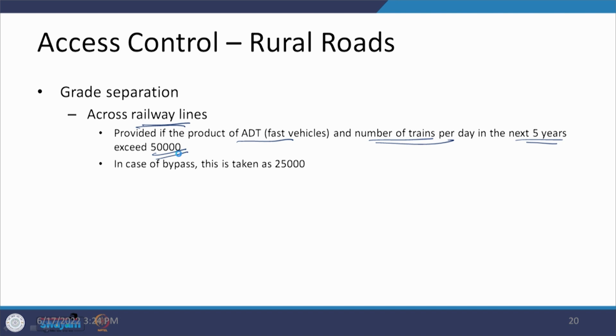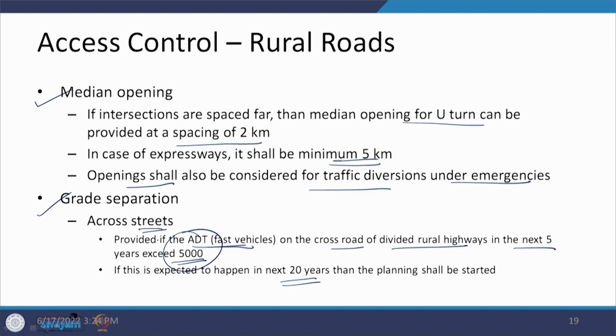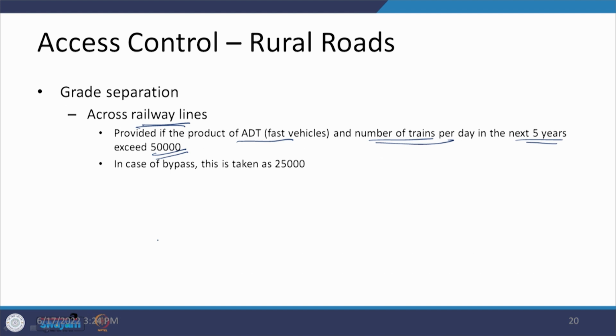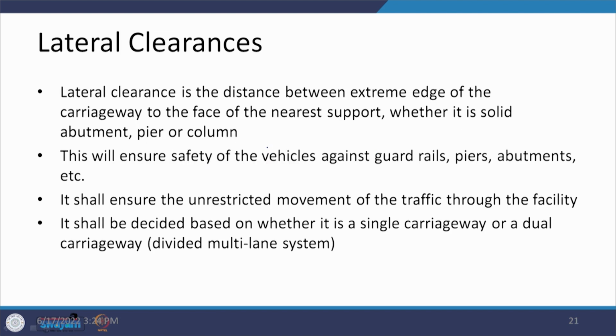So, when we talk about the previous one where we set 5,000 ADT of fast vehicles, in that case maybe this comes out to be 10 trains per day. So, 10 trains with that 5,000 is going to give 50,000. As soon as it exceeds that, we have to do it. But for bypasses, this value is reduced to 25,000. So, this is regarding the access control.